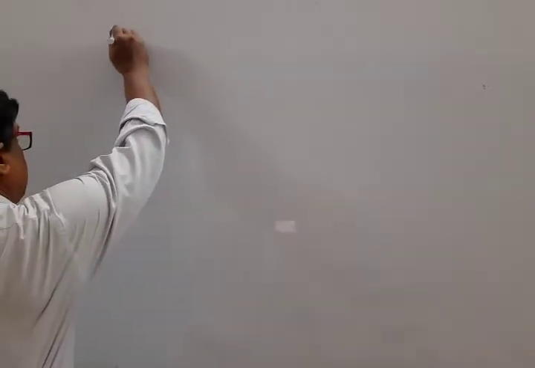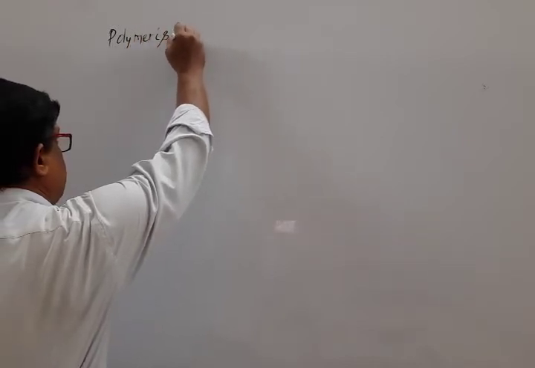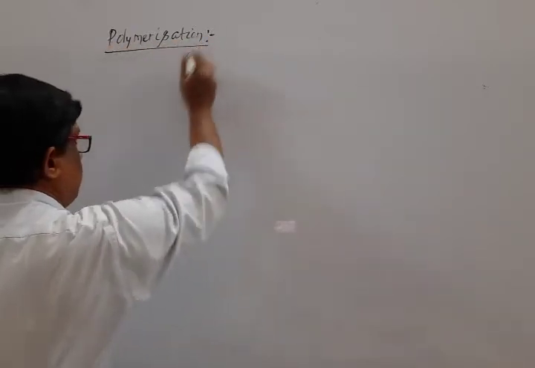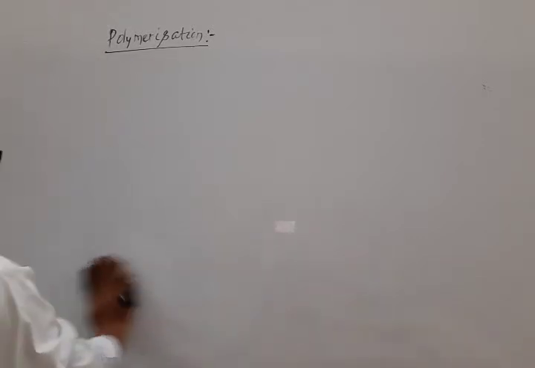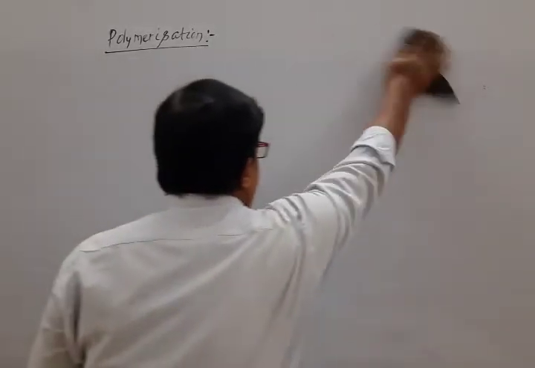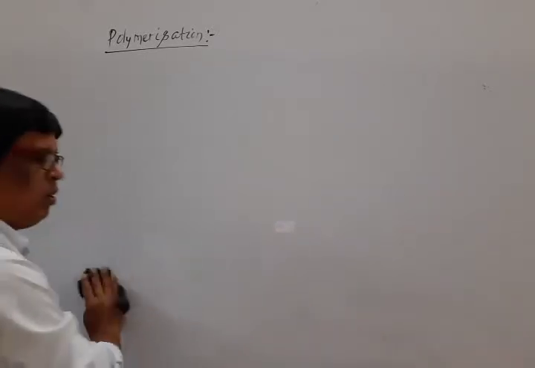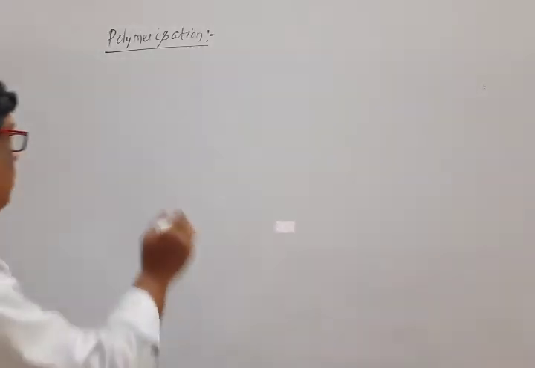So next heading is, note down, polymerization. Note down, I repeat again, what do we mean by polymerization? The process in which a large number of small repeating units repeat themselves for a long time period to form a single giant unit.